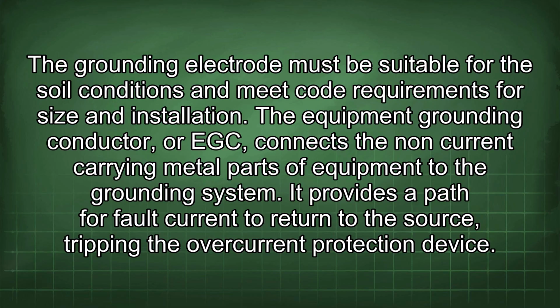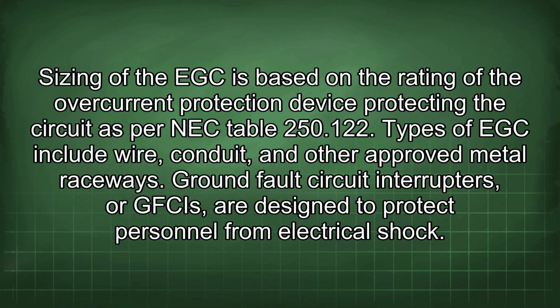The equipment grounding conductor, or EGC, connects the non-current carrying metal parts of equipment to the grounding system. It provides a path for fault current to return to the source, tripping the overcurrent protection device. Sizing of the EGC is based on the rating of the overcurrent protection device protecting the circuit as per NEC Table 250.122. Types of EGC include wire, conduit, and other approved metal raceways.